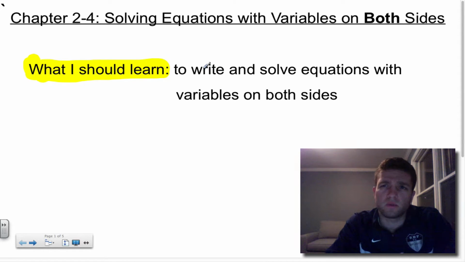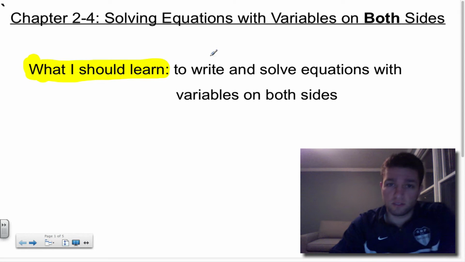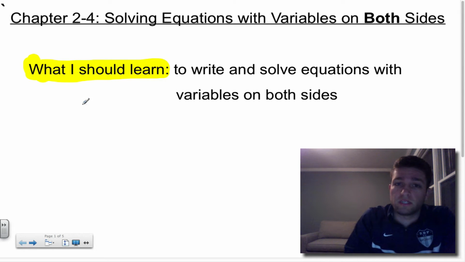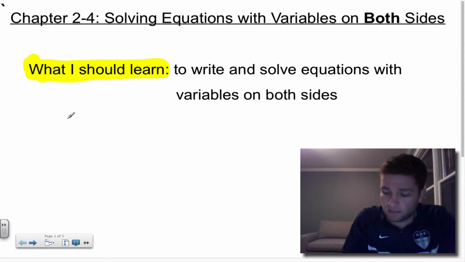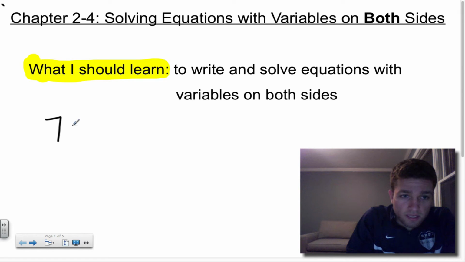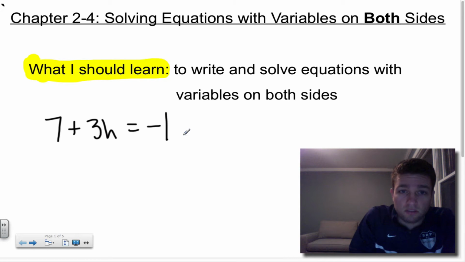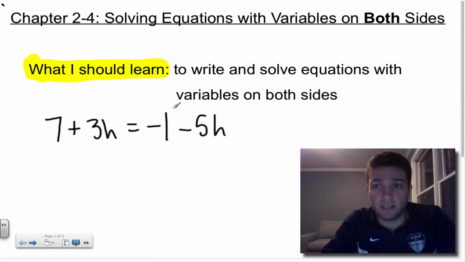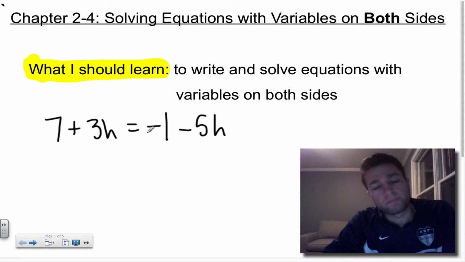And it might sound a little weird, how can you have variables on both sides of the equation? But you already have the skills to do this. You just need to see it and to go through it a couple times. So let's start with an example of what I'm even talking about. I'm talking about something like 7 plus 3h equals, now usually you just have a number and you solve, but now we're going to add a variable to this side and mix it up a little bit.